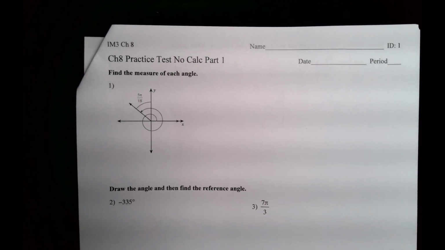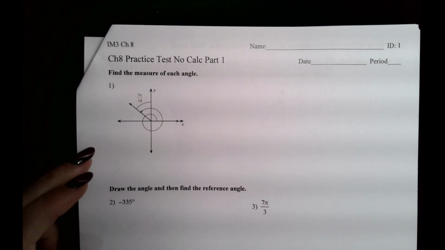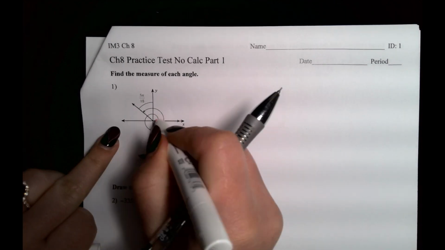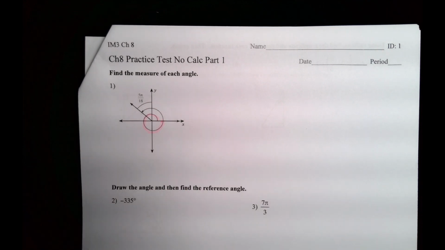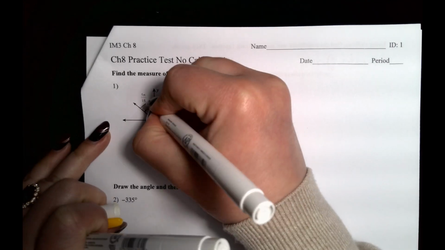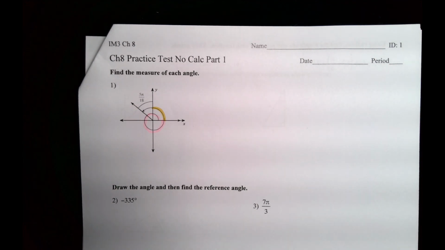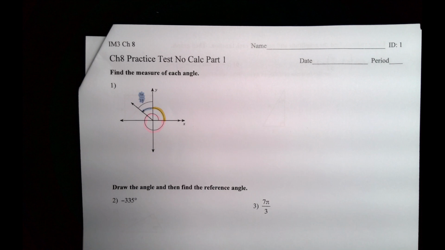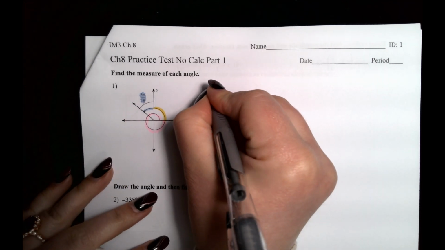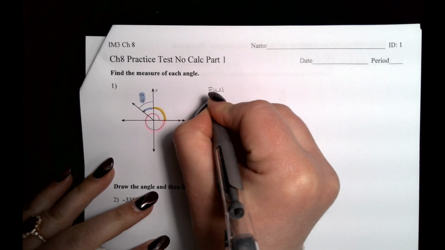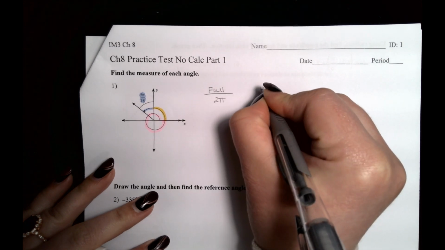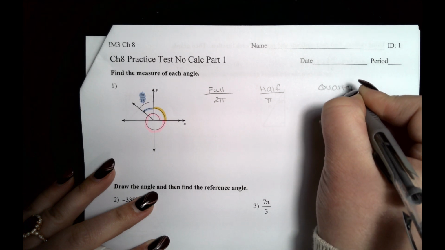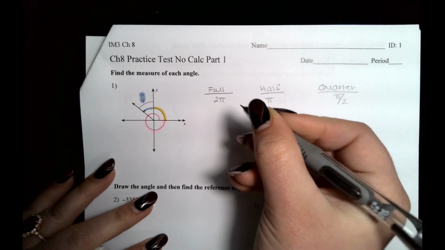No calculator portion, question number 1 is find the measure of each angle. This is given to you in radians. What they want is the distance of this full cycle here in pink, the quarter cycle here in yellow, and the little tiny bit that they also give you as 5 pi 18ths. The easiest way to do this is to identify your full cycle, your half cycle, and your quarters. Your full in radians is 2 pi, your half is pi, and your quarter is pi halves.